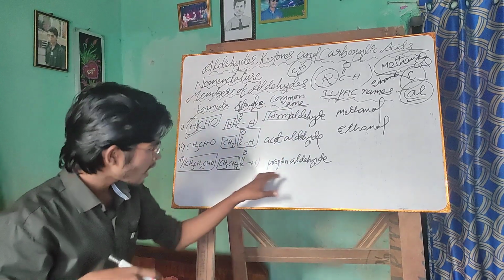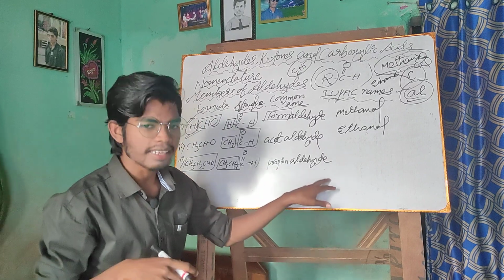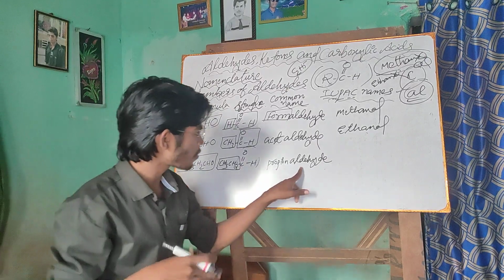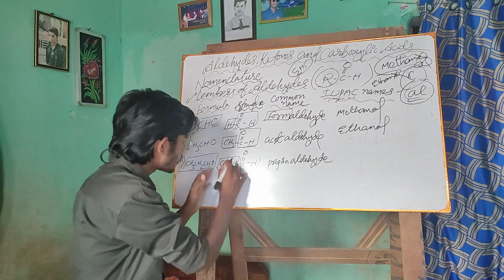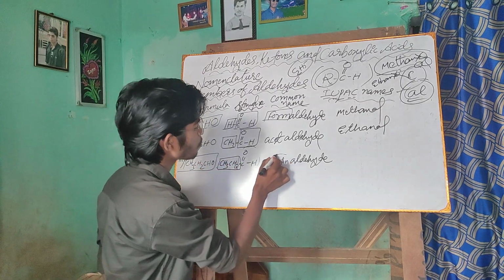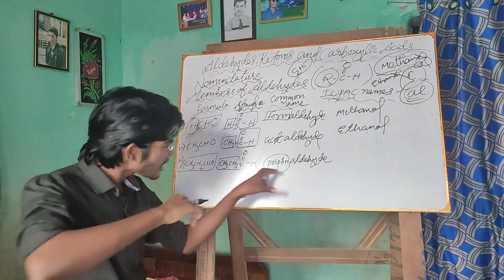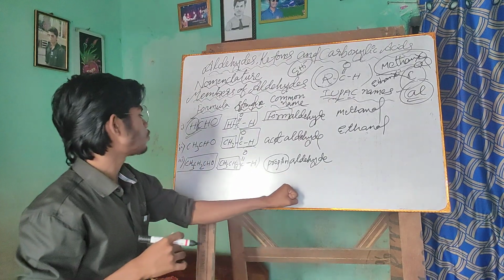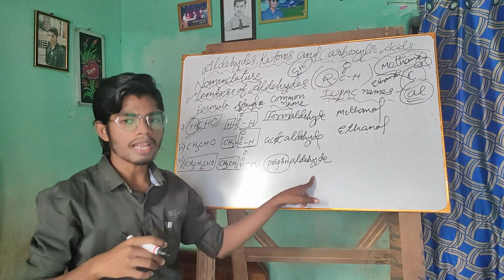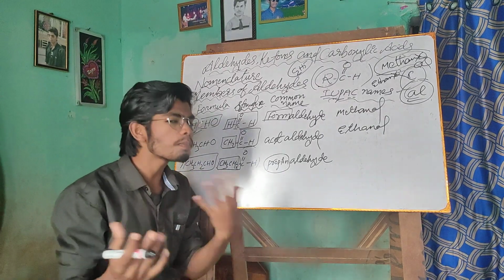Yes, now what is the name of this compound? Propionaldehyde. CHO is there, which means you have written aldehyde, and for CH3 CH2 you have written propion. So the common name of this compound is propionaldehyde. Now we will discuss the IUPAC name.